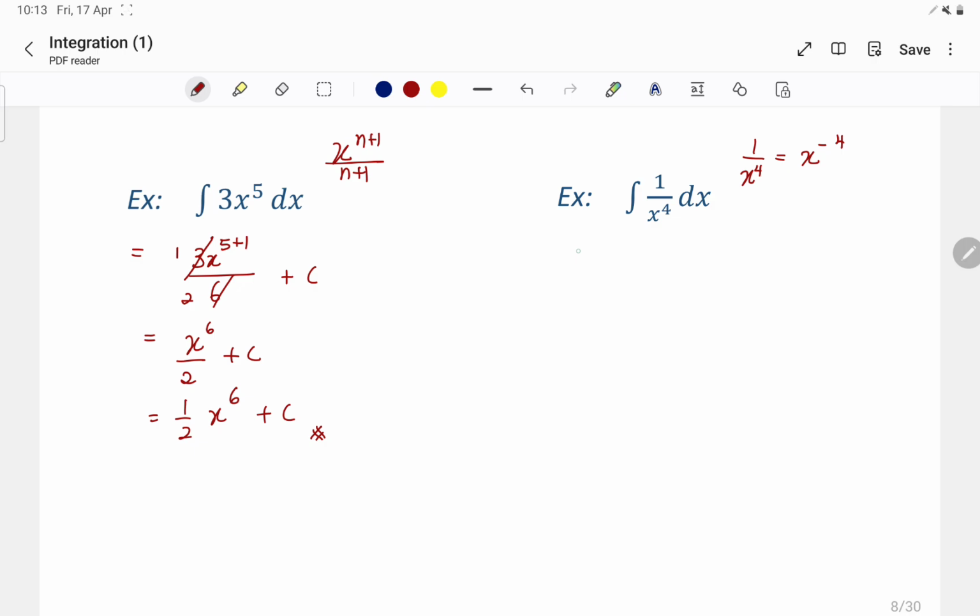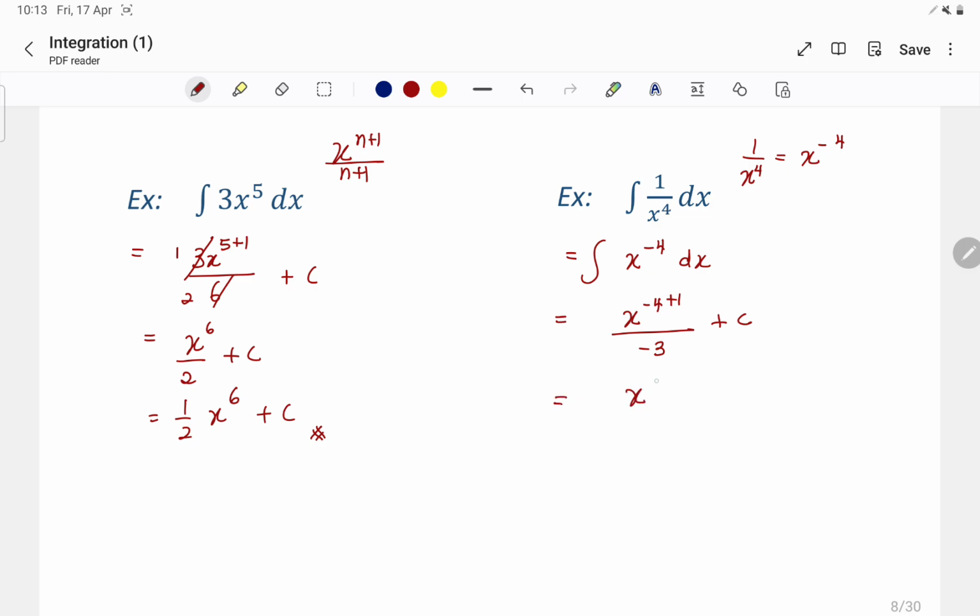Okay, you change to the power of negative 4, then you can start to integrate like this. So this is x to the power of negative 4, right? Then we integrate them. You copy first x to the power of negative 4, power plus 1, divide with negative 4 plus 1, you're going to get negative 3. And don't forget to put plus c at the back.